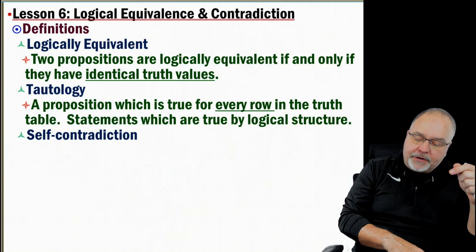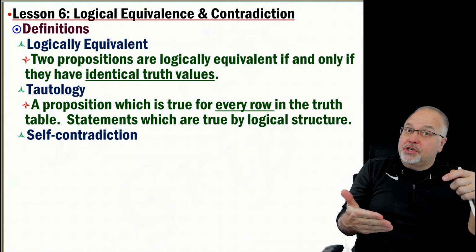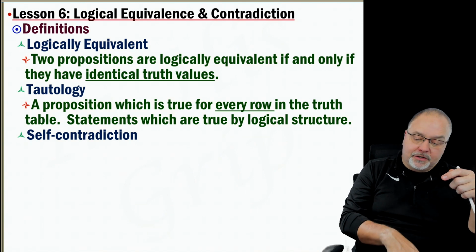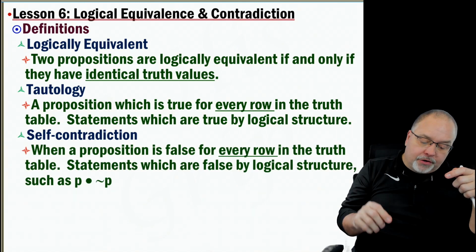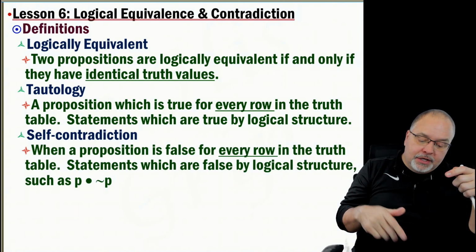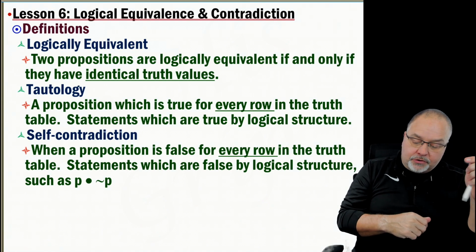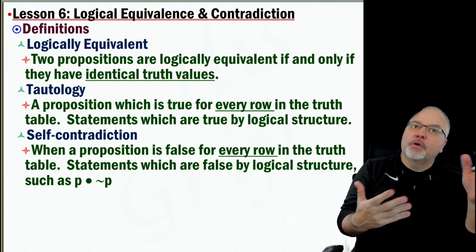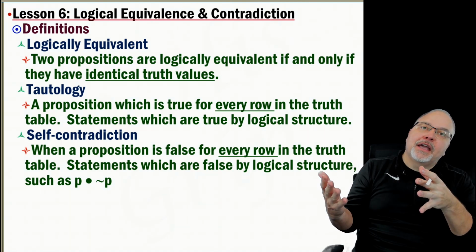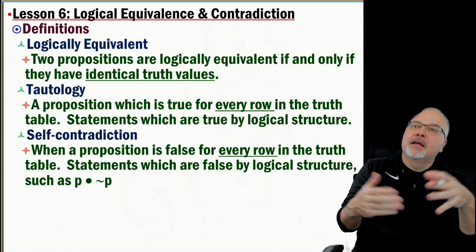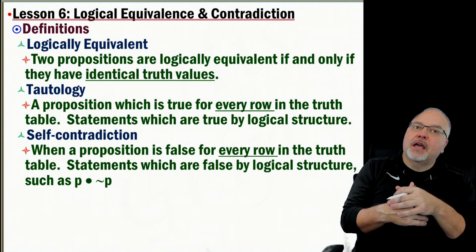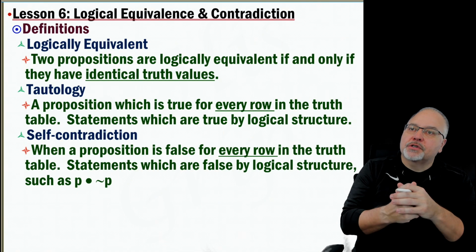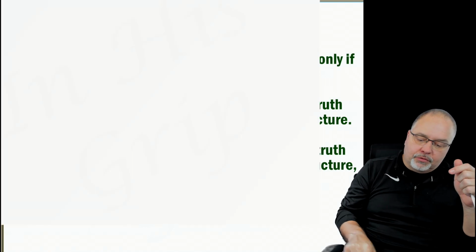Then there's self-contradiction. If a tautology is true for every single row, what do you think about self-contradiction? It will be false for every single row. Statements which are false by logical structure, such as P and not P. So when you have a proposition and its negation, P and not P, they are a self-contradiction, and to know whether it is a self-contradiction, it is false on every single row.